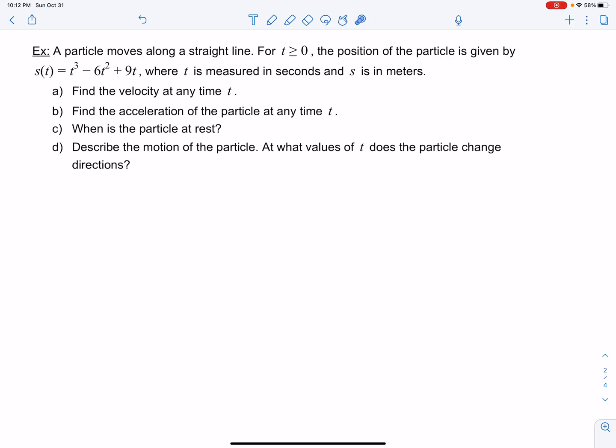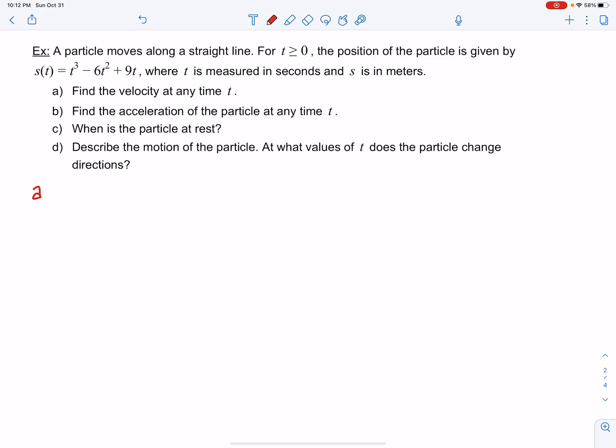We want to do 4 things here. We want to find the velocity at any time t. We want to find the acceleration of the particle at any time t. We want to know when the particle is at rest, and we want to describe the motion of the particle. In particular, we want to know at what values of t the particle changes directions.